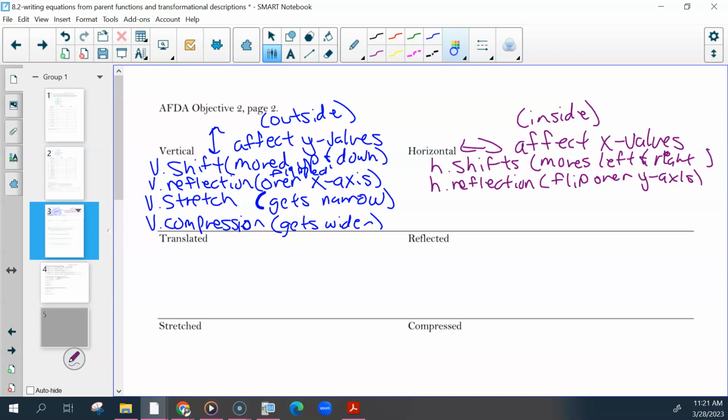Then we didn't talk about these next two, but I'm going to write them, and we're going to talk about what it looks like. A horizontal stretch and a horizontal compression. And you would think it does the same thing, but if you think about the horizontal things in general, they do the opposite. So for a horizontal stretch, it gets wider. And a horizontal compression gets narrower. And you're going to see why that is here in a moment.